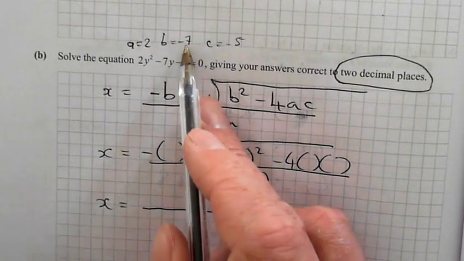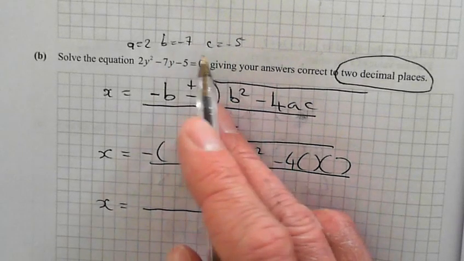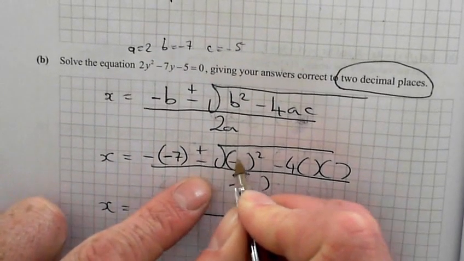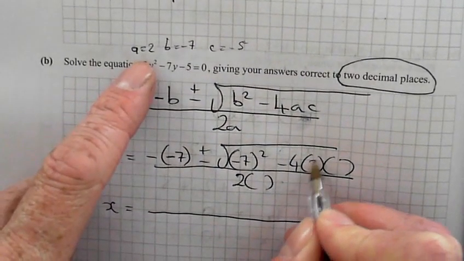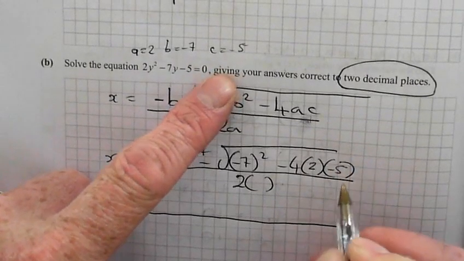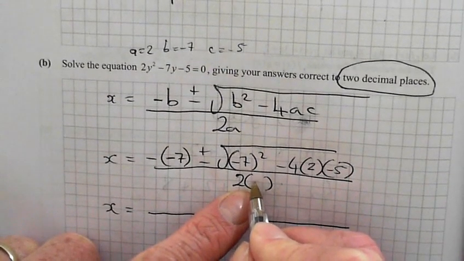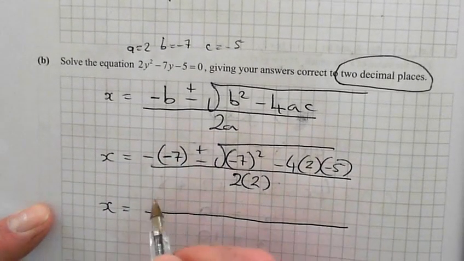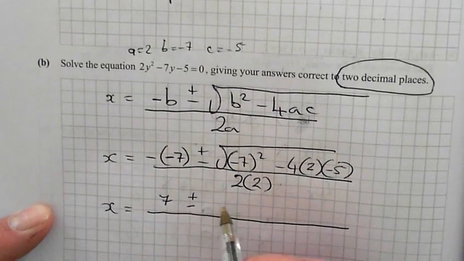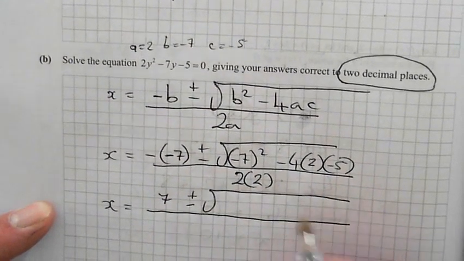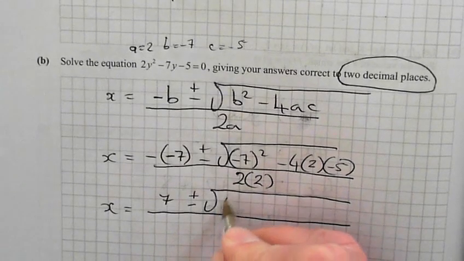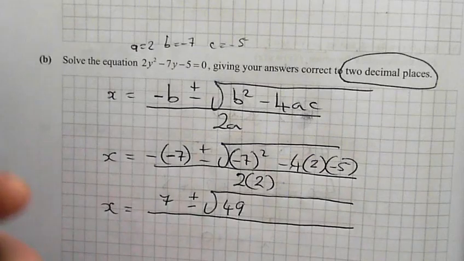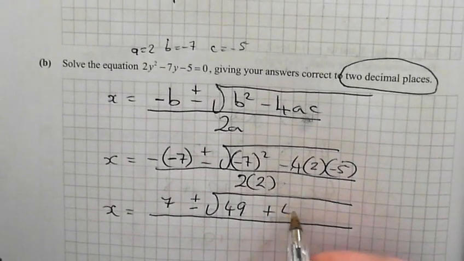Because there are minus values up here, it's going to be tricky, but right. So B is minus 7. B goes here, minus 7. A is 2. C is minus 5. And over here there's 2. So what's a minus times a minus? Plus 7. Do the square root sign. Minus 7 times minus 7 is 49. Now with a calculator, do the next bit. What's minus 4 times 2 times minus 5? This is plus 40, yeah.